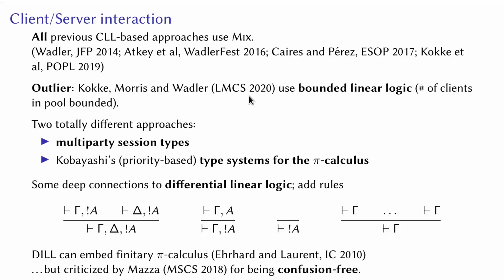In the related works, all previous CLL-based approaches had to use MIX, except this paper by Kokke, Montesi and Wadler, where they use bounded linear logic to model server and client. However, in this system, a server can only serve an exact number of clients, which is quite restricted. There are other approaches, namely multiparty session types, where multiple parties of each role interact with each other according to a global protocol. This is, of course, different to our system, where there are only two roles, namely server and client, and the number of clients is variable. There is also Kobayashi's work, who added a type system to pi calculus in pursuit of good properties. They, however, didn't aim for any connection to linear logic. Finally, our co-exponential rules are very similar to some of the exponential rules in differential linear logic, but we are not sure about the connection.